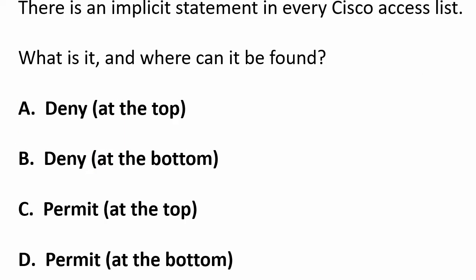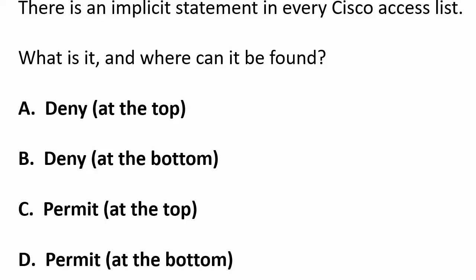Now, there is an implicit statement in every Cisco access list. And if you're relatively new to networking or totally new, first off, that's great. Everybody's totally new at some point. The key here is that we don't get to say every time without exception very often in networking. It seems like there's always going to be an exception. You'll see what I mean as you progress in your studies. But with Cisco ACLs, there's an implicit statement in every single one. What is it and where is it?